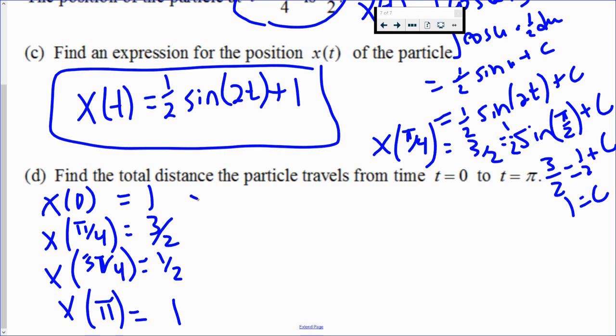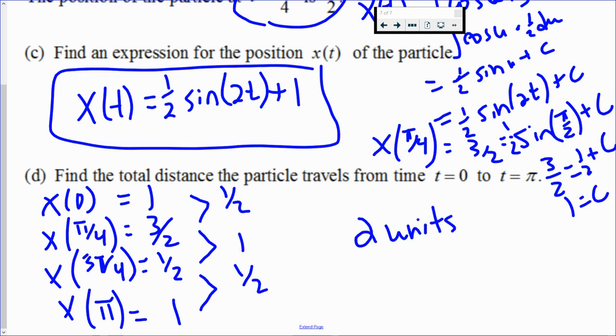So let's find total distance here by checking in between. Distance from 1 to 3/2 is 1/2. Distance from 3/2 to 1/2 is 1. Distance from 1/2 to 1 is 1/2. If we add up all 3 of those, 1/2 plus 1 plus 1/2, that gives us 2 units.